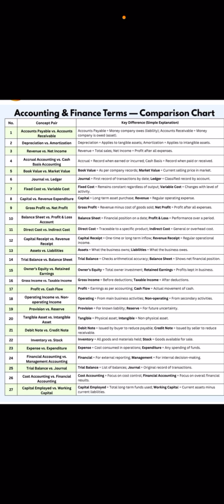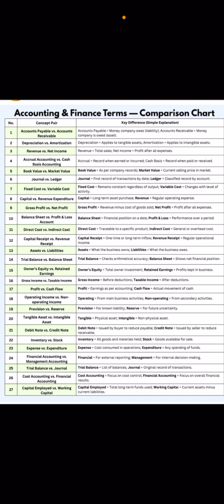Next point, accrual accounting versus cash-based accounting. In accrual-based accounting, we record when income is earned or when the expense occurred. In cash-based accounting, we record only when money is received or paid.